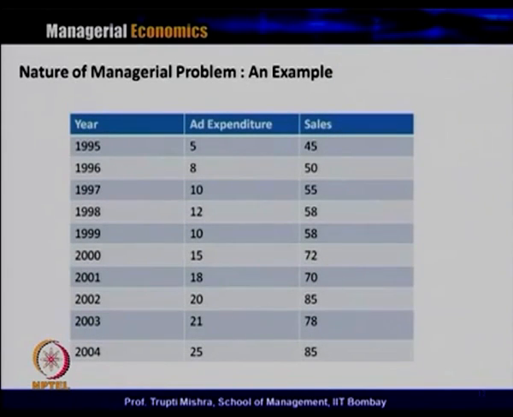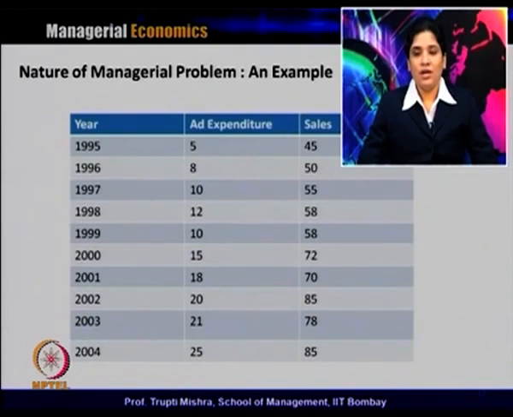So how can we do this? Maybe we take data from a specific time period, a time series, and there we can see how the advertisement expenditure and the sales are related. If you look at the table, the first column gives the timeline in terms of years, the second is the advertising expenditure, and the third is the sales. In different years the advertising expenditure goes on increasing, from 5 to 8, 8 to 10, 10 to 12, and so on.